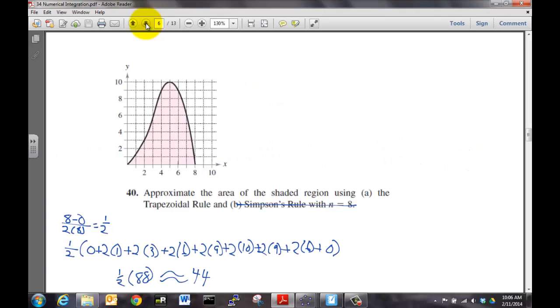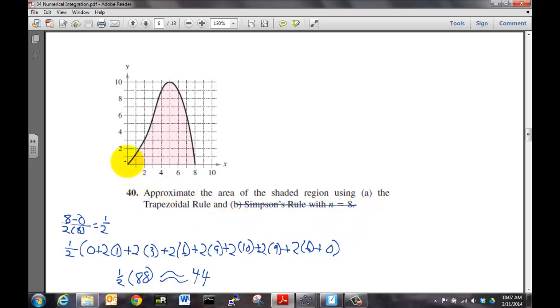Now, another way we can use this is when we're not given a function. If we're just given a graph like this one that you see here, and we're asked to approximate the area using the trapezoidal rule. Again, we're not worried about Simpson's rule now. Using the trapezoidal rule for n equals 8.